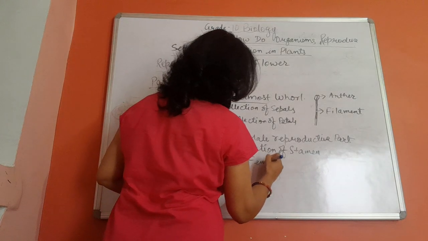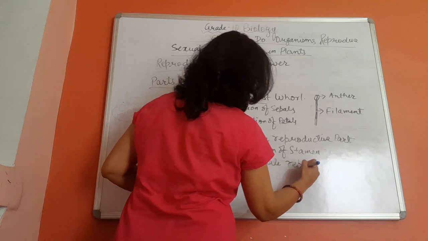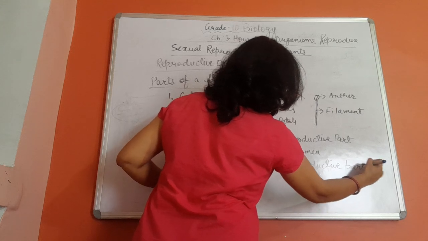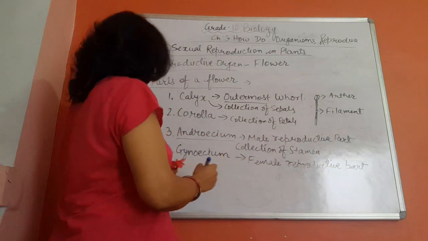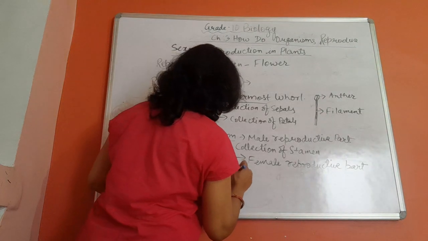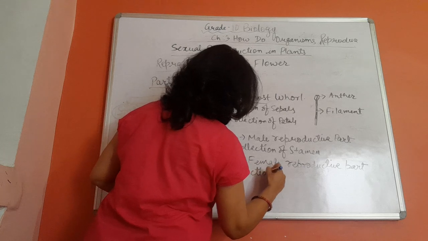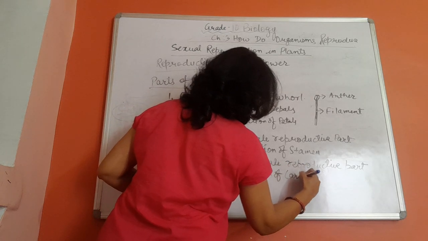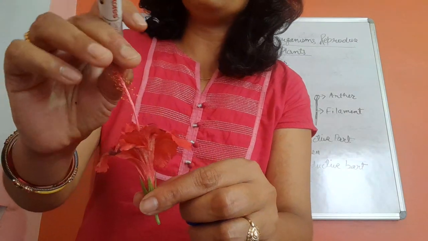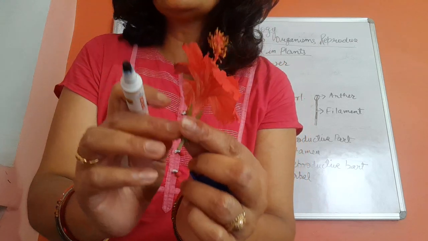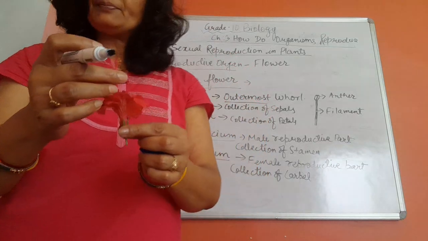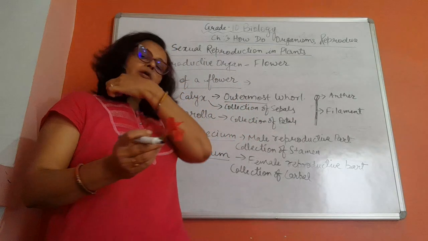Now the last one, gynoecium. This is female reproductive part. What is this? Female reproductive part. And this female reproductive part is basically collection of carpel. Collection of carpel. This central part, which you can see from the top, this part till inside. This is basically the female reproductive part and called carpel or pistil, and collection of carpel is called gynoecium.